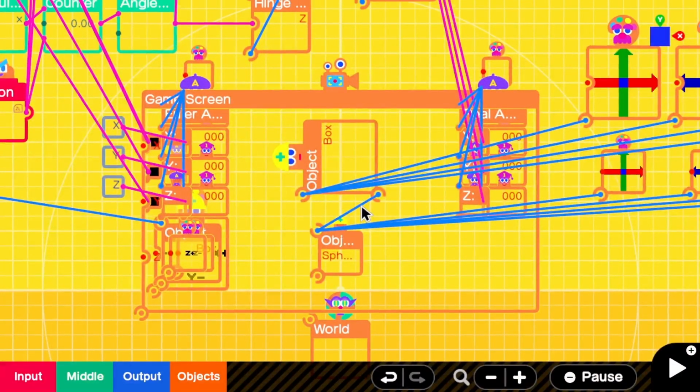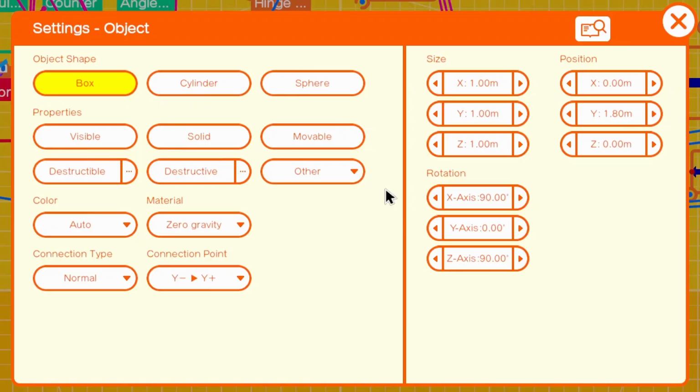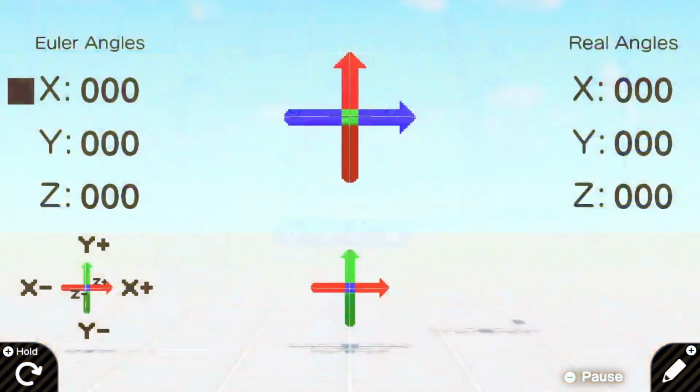Let me disconnect this first and show you what the rotation of this object looks like. So here's an object with the x rotation of 90 and z rotation of 90. You can see here its y-axis is now pointing into the screen. So the negative y-axis is what we're seeing here, and the arrow is at the back over there pointing into the horizon.